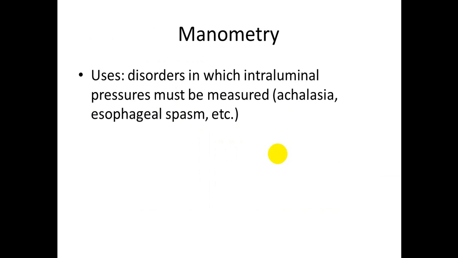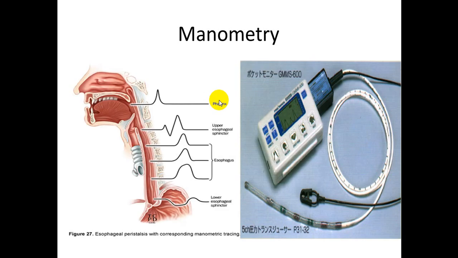Manometry is used to assess motility disorders of the esophagus, achalasia, esophageal spasm. This is the manometry. You notice there is different pressure at different parts of the esophagus, upper, middle, and lower part of the esophagus.